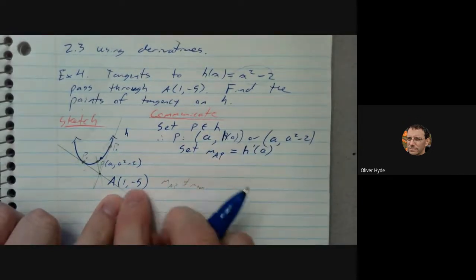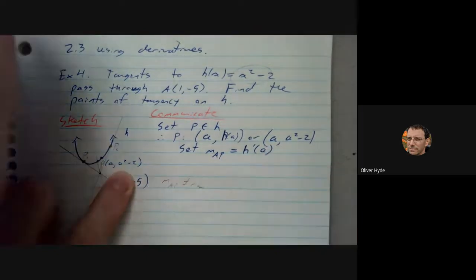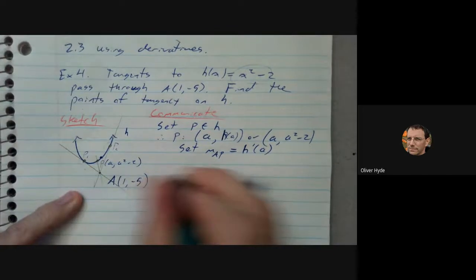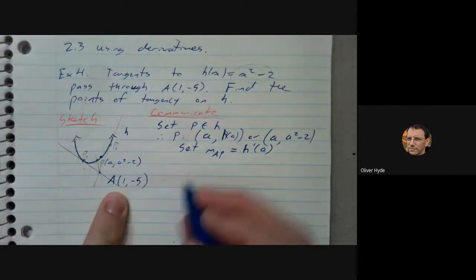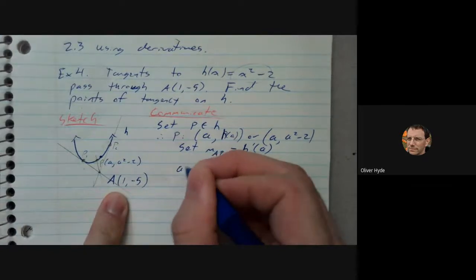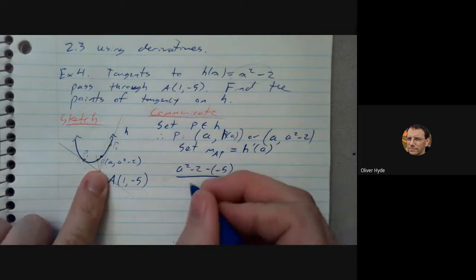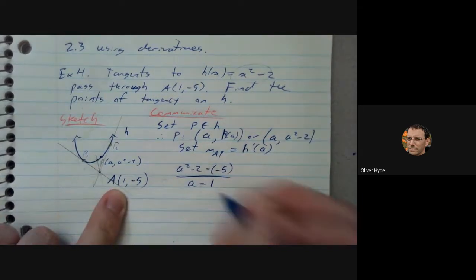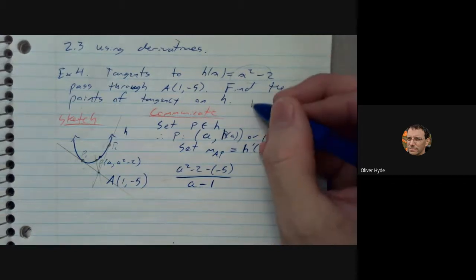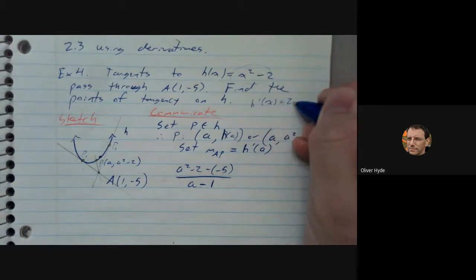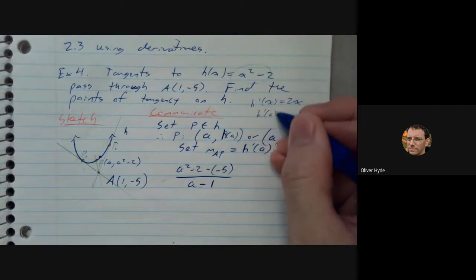Let's find an expression for the slope from a to p. I'm going to do y2 minus y1 all over x2 minus x1. So that'll give me a squared minus 2 minus negative 5 divided by x2 minus x1, which is going to be equal to h prime of a. Well, maybe I should show up here, h prime of x would be 2x. And that means that h prime of a is going to be 2 times a.